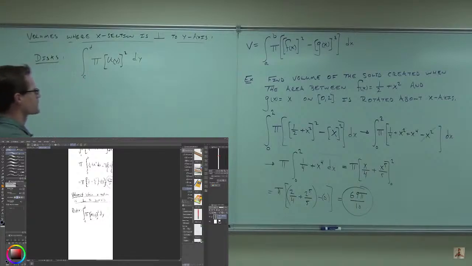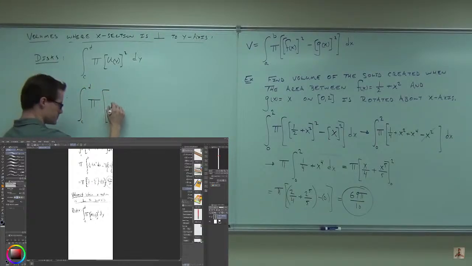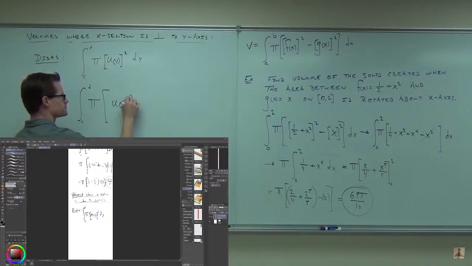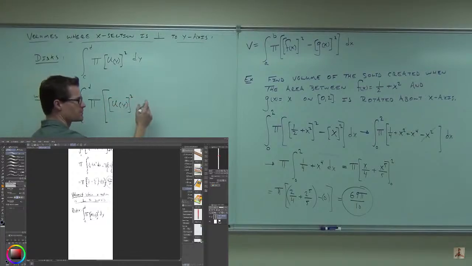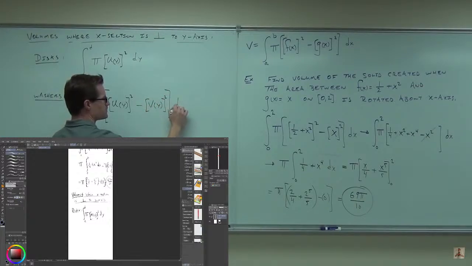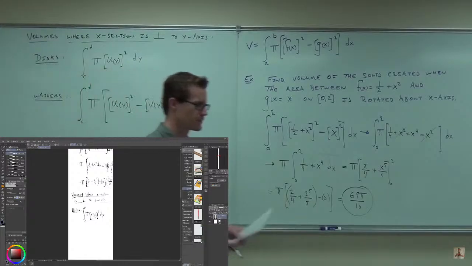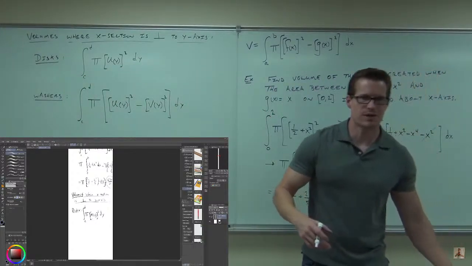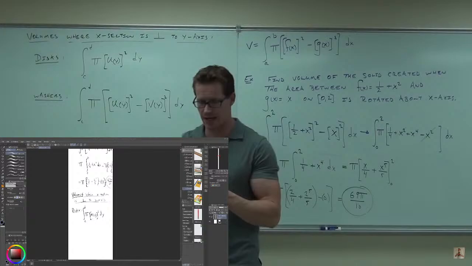For the washers, very, very similar. Still from C to D. Still a pi. Still the radius squared, some outside function, minus some inside function, squared. Hopefully it looks familiar to you. It's basically the same exact idea, only you're going around the y-axis instead of the x.